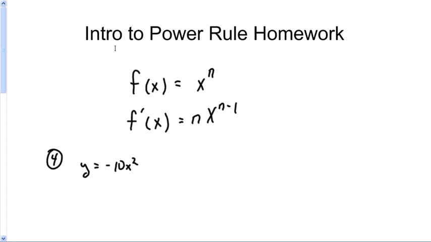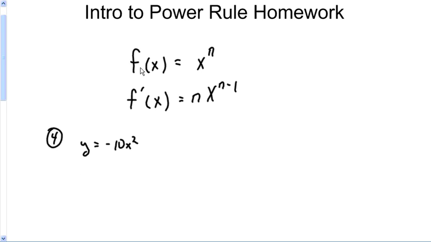All right, today's video is on the introduction to the power rule homework assignment that you had. I think there were 18 problems on there, and most of these should have been really easy. You should have gone through them very fast. We've already talked about how to do power rule problems. All you're doing is taking the exponent, multiplying, and subtracting one from that exponent.